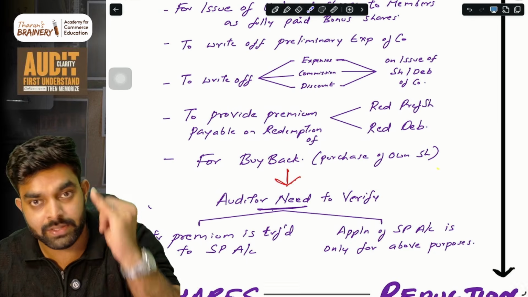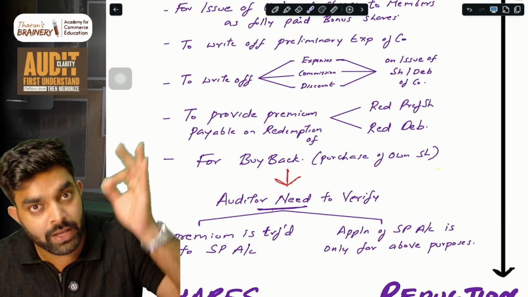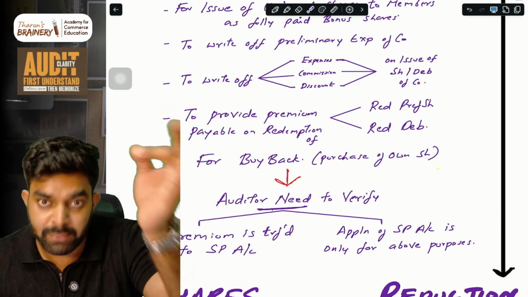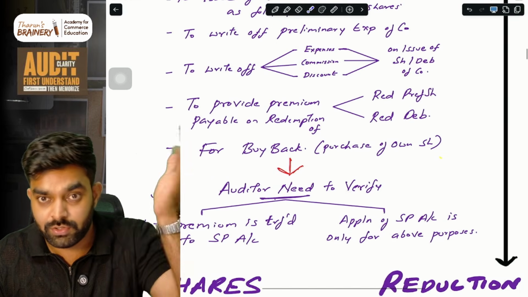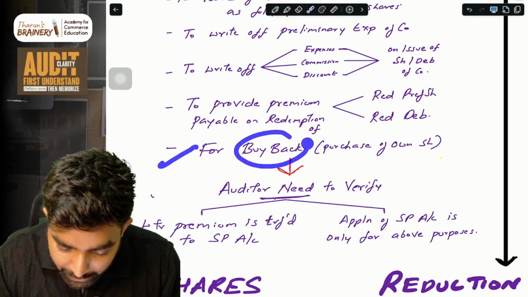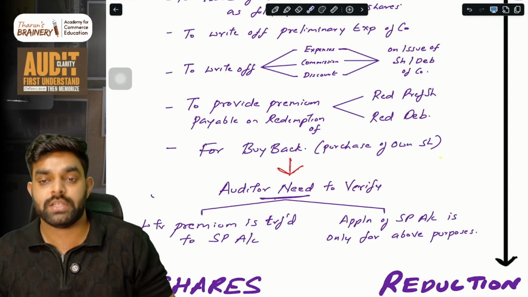Then to provide for a premium payable on redemption of redeemable preference shares or redeemable debentures. If there are redeemable debentures or redeemable preference shares, when you redeem them, if you are paying any premium, extra money, you can take it from the securities premium account, whatever premium you got from the issue of shares. Then for buyback purposes also, that is purchasing own shares, you can use it.